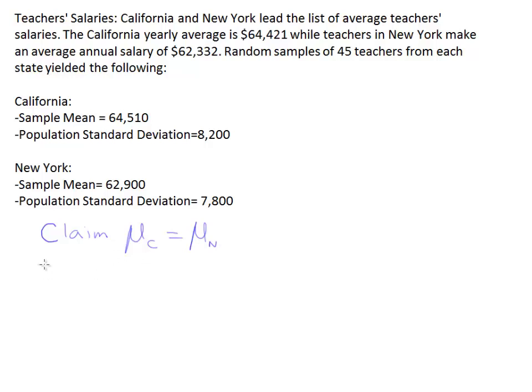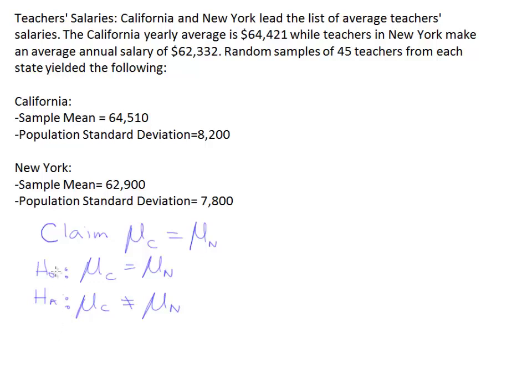Now, from there, I can then write, of course, an alternative hypothesis and a null hypothesis. So the null hypothesis will be the same as the claim since it has an equal to sign. And for the alternative hypothesis, I'll go ahead and use a not equal to symbol. The opposite of equal to, of course, is not equal to. Okay, so that's my claim, my null hypothesis, my alternative hypothesis.